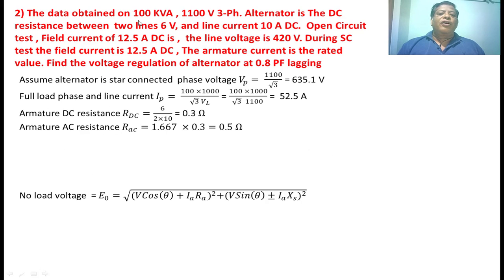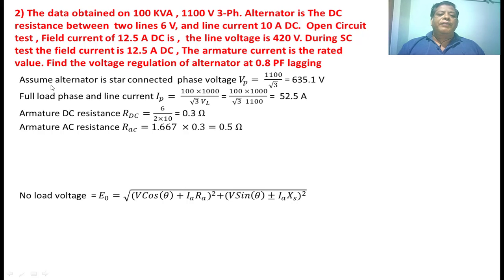The data obtained on a 100 kilovolt ampere, 1100 volt, 3-phase alternator: the DC resistance between the two lines is 6 volts, current is 10 amperes, it is also DC. In the open circuit test, the field current is 12.5 amperes DC, the line voltage is 420 volts. During the short circuit test, the field current is 12.5 amperes DC, the armature current is the rated value. Find the voltage regulation of the alternator at 0.8 power factor.